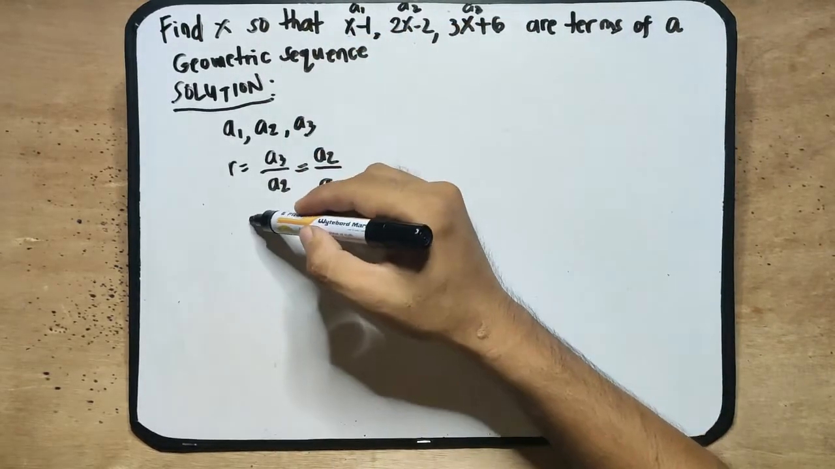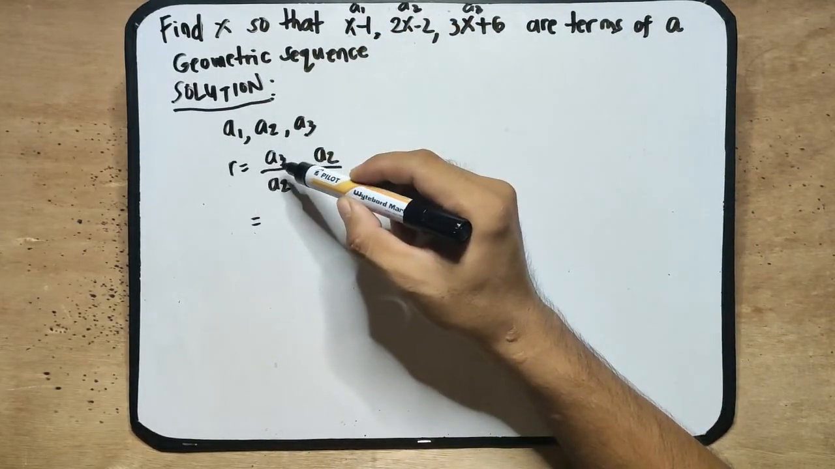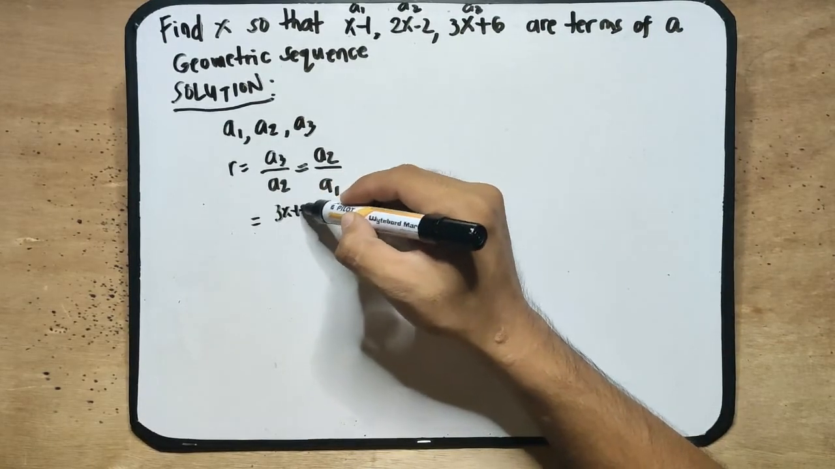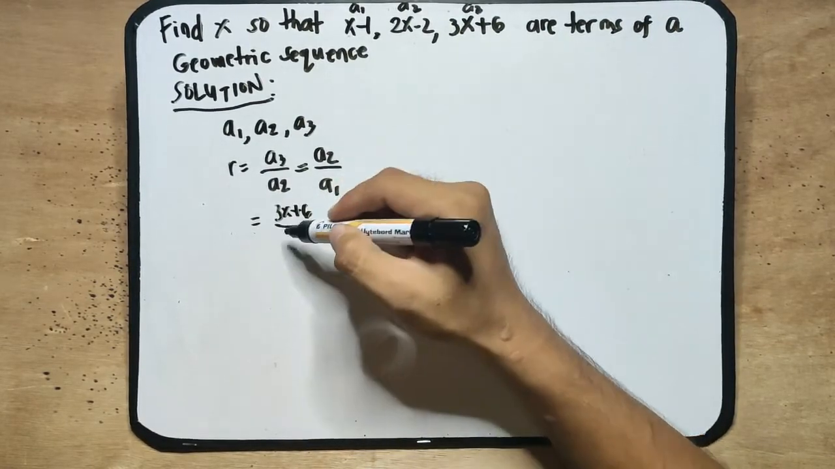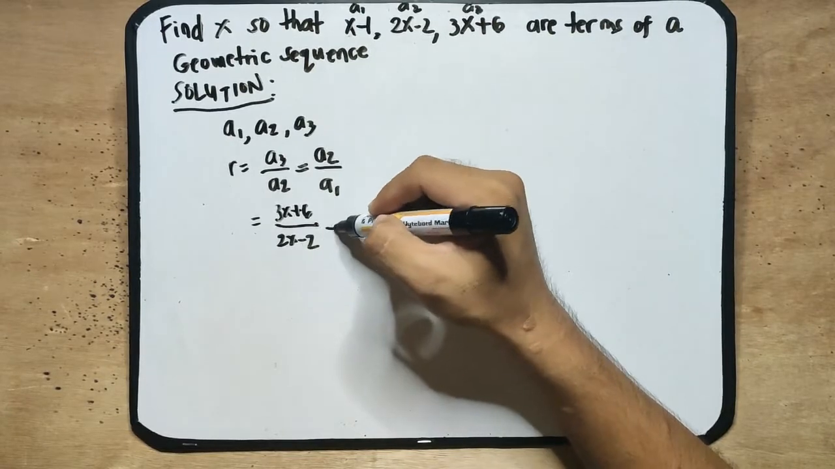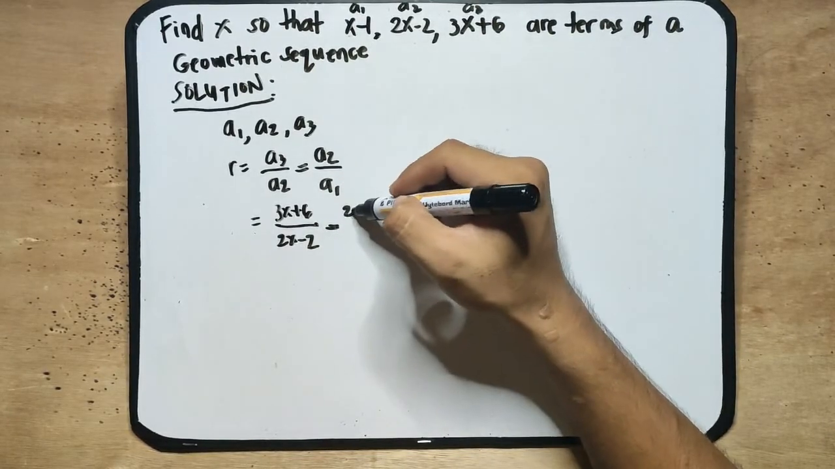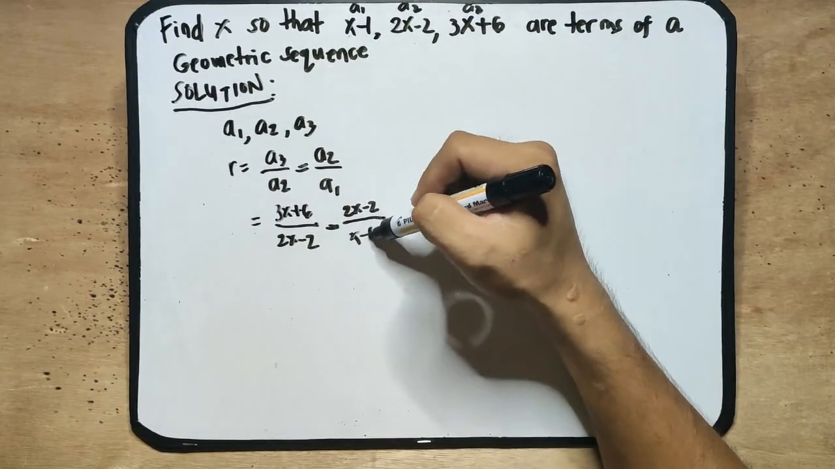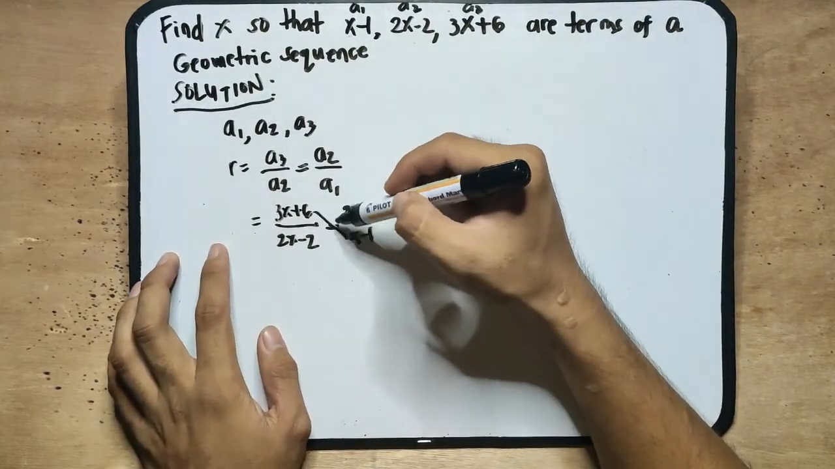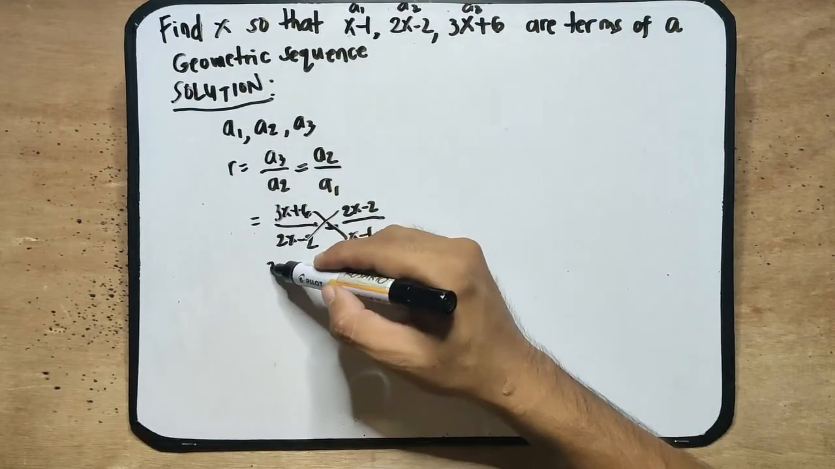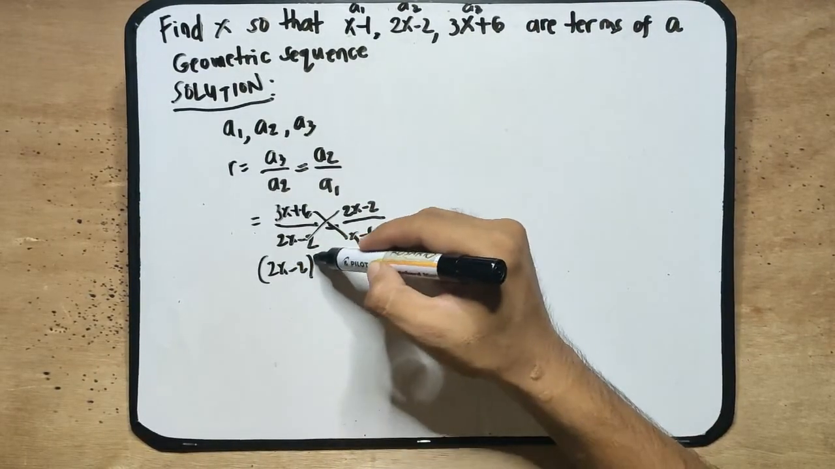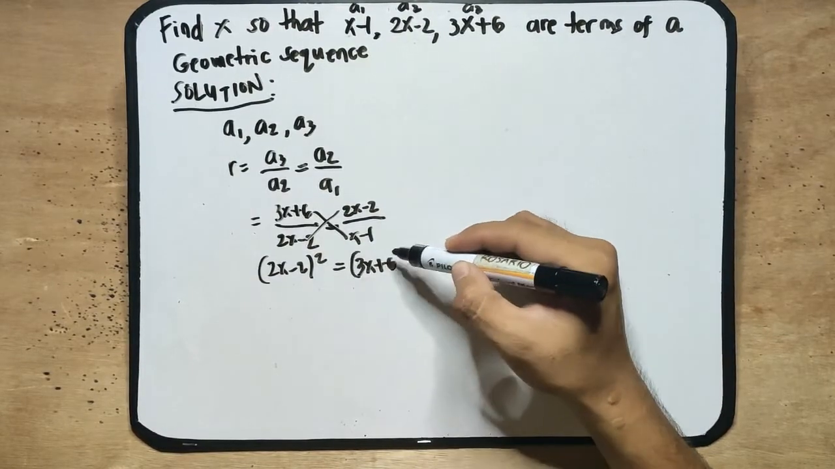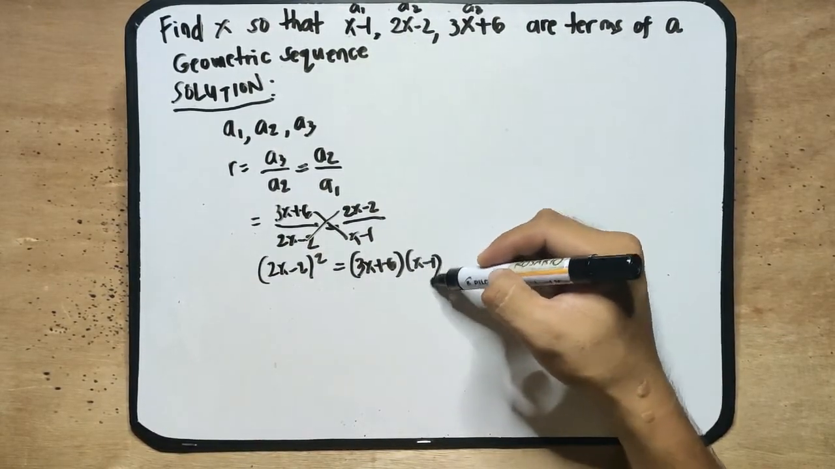given. Okay, so solving for R, we have A sub 3, that is 3x plus 6 all over A sub 2, which is 2x minus 2, is equal to A sub 2 is 2x minus 2, and A sub 1 is x minus 1. So, since equal silang dalawa, we cross multiply, that will be 2x minus 2 squared is equal to 3x plus 6 times this one, x minus 1.